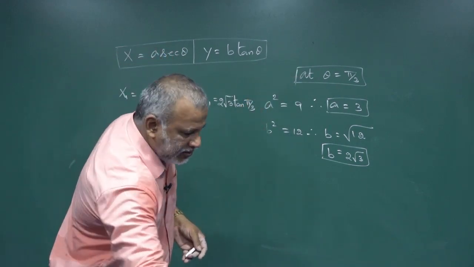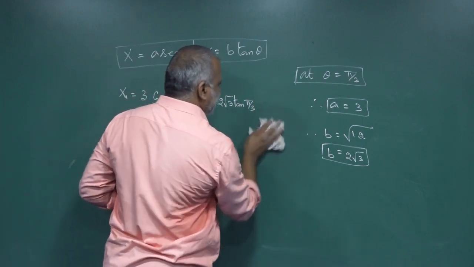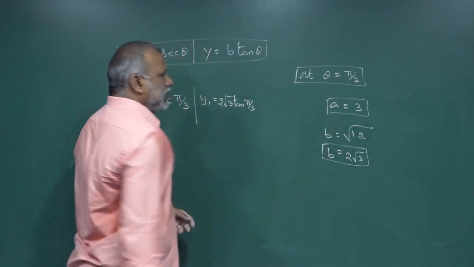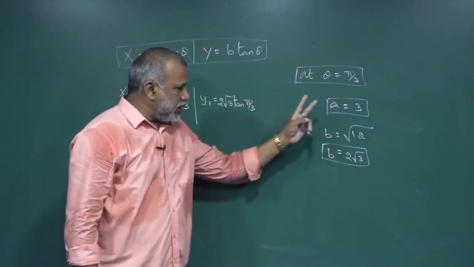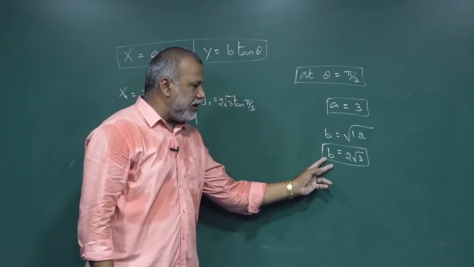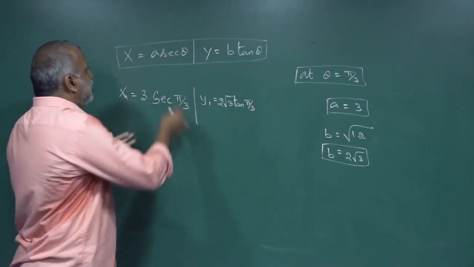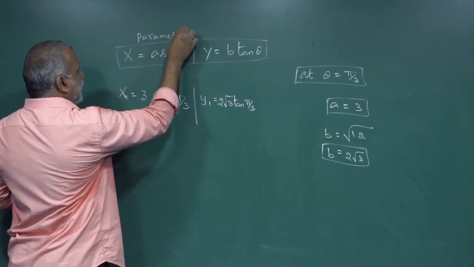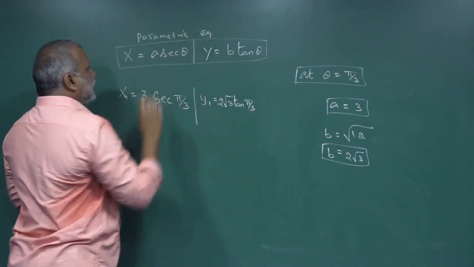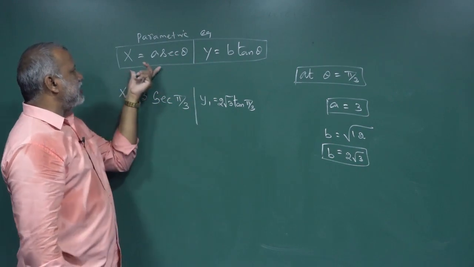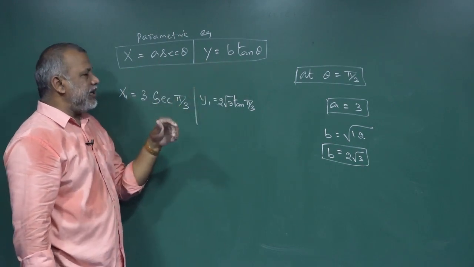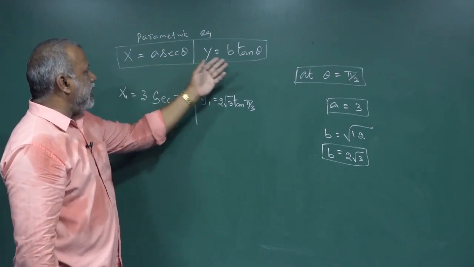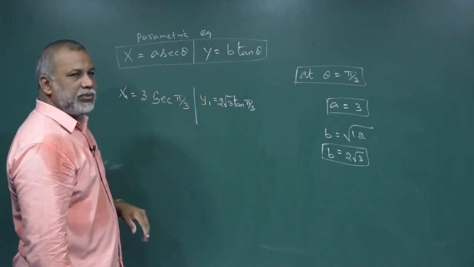See the logic. After finding out the values of a and b, then we need theta, that is also given in your question. Theta equal to pi by 3. So a is well known, b is well known. Then select the parametric equation of the hyperbola. The parametric equation of the hyperbola is x equal to a secant theta, y equal to b tan theta. From this, we need x1 comma y1. Substitute a, b and the value of theta equal to pi by 3.